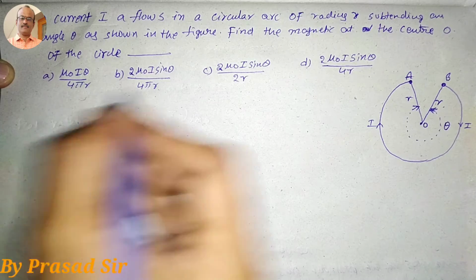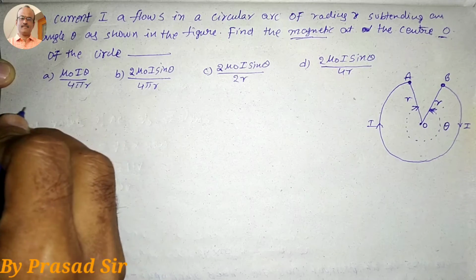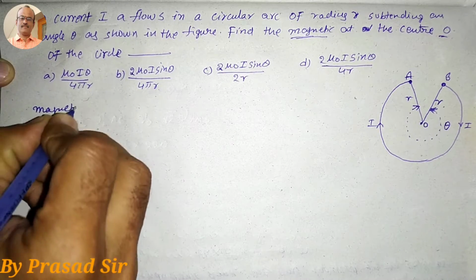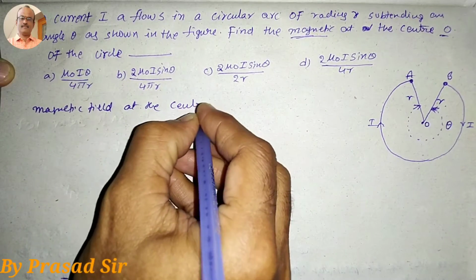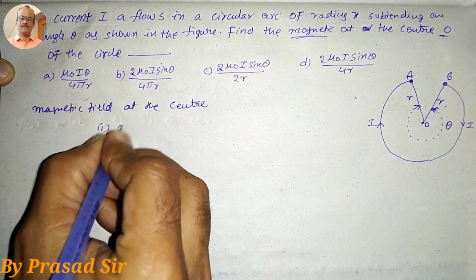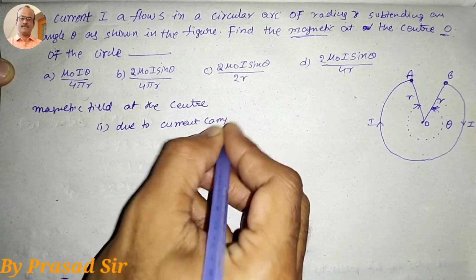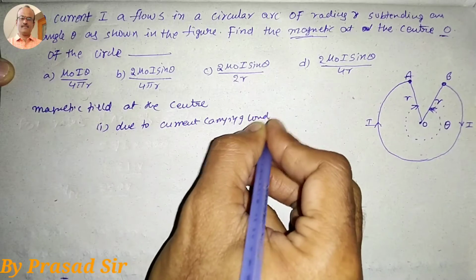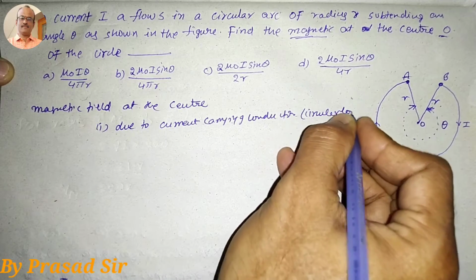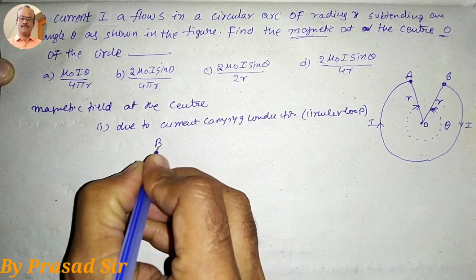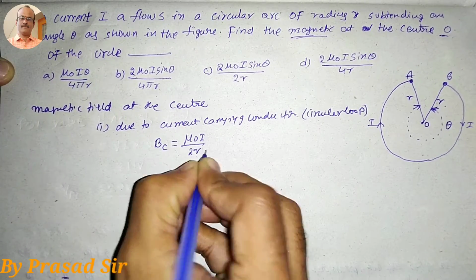So first of all, what do we want to calculate here? Magnetic field at the center O of the circle. So then what happens here? First of all, number 1, the magnetic field at the center due to a current carrying conductor. What is the conductor there? Circular loop. So due to that, B at center is equal to mu naught I divided by 2 into R.